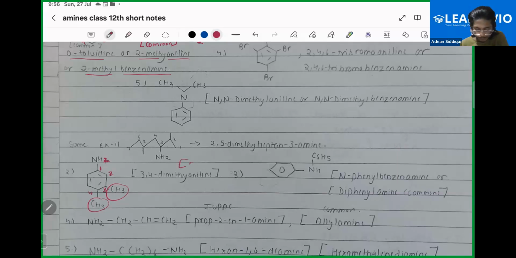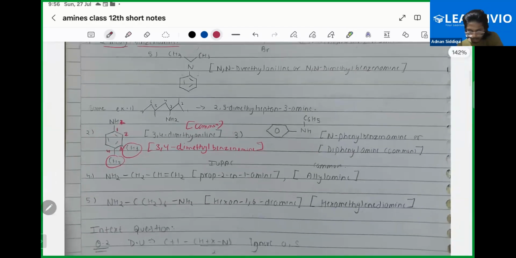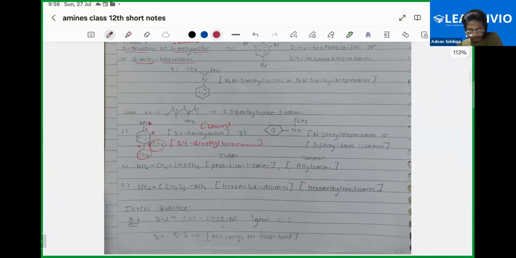This is a common name. Yes, sir. What about the IUPAC naming? You will use benzenamine. 3,4 dimethyl benzenamine. You know why we use dimethyl? Because there are two methyl groups. Anything else? No, sir. Okay, good.